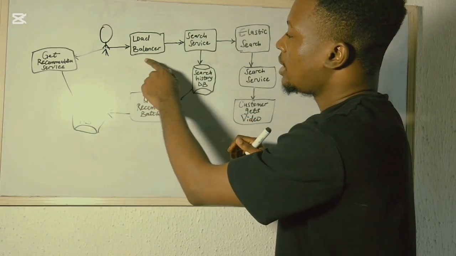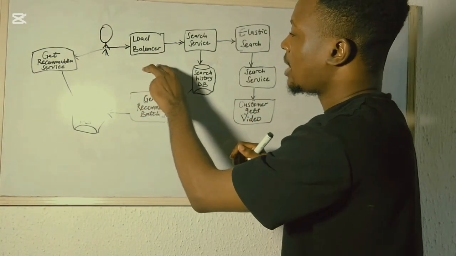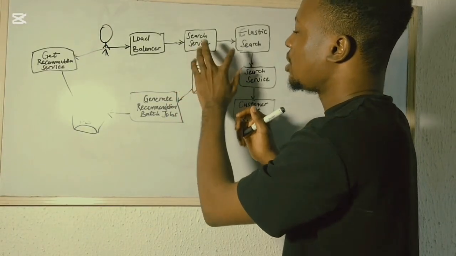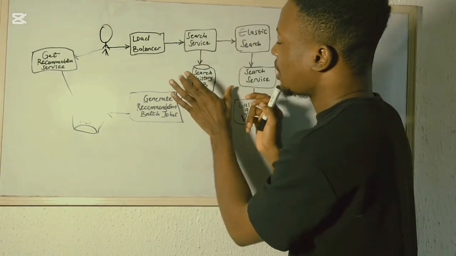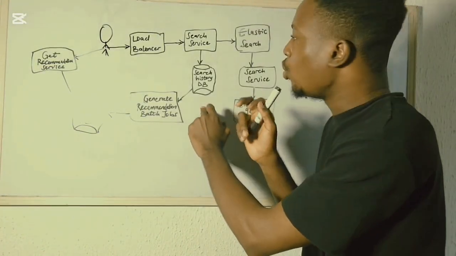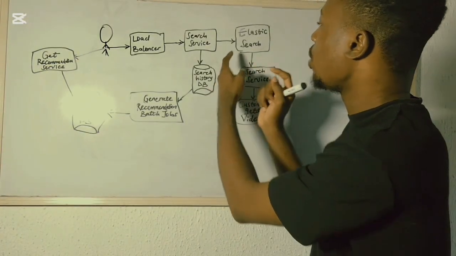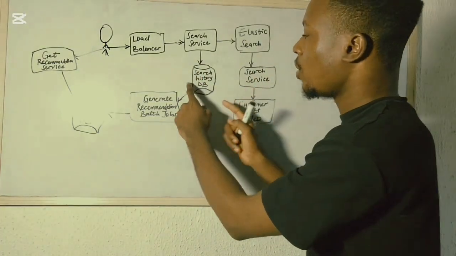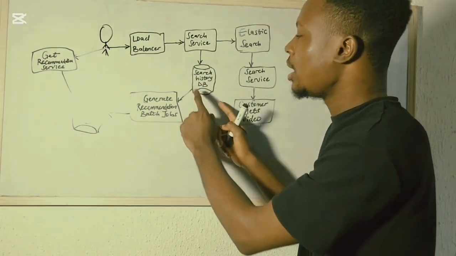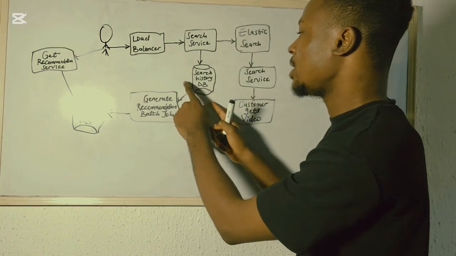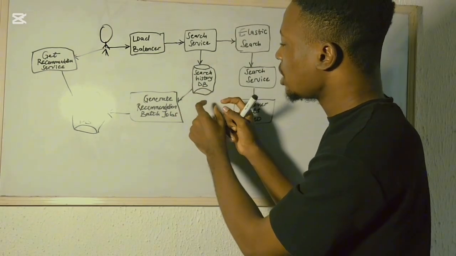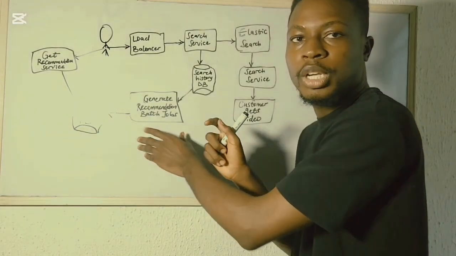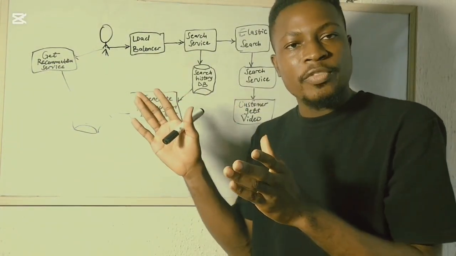So once your request hits the load balancer, the load balancer sends your request to our search service server. It synchronously saves that data to our search history database. So once you search for a video, it sends that request to our Elasticsearch server, and it also saves that text to our search history database. It uses that data to generate recommendations for you. Our recommendation batch jobs just recommend videos for you.